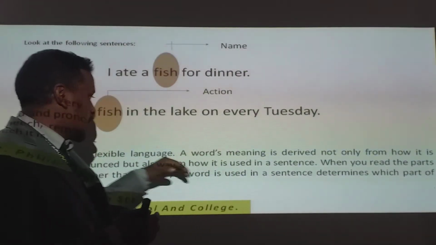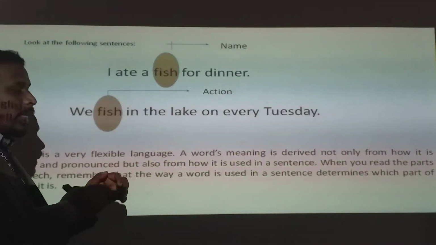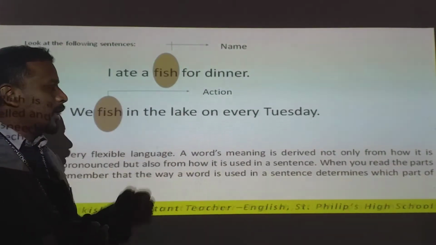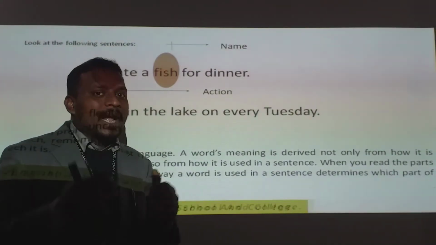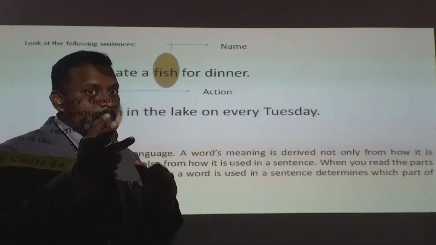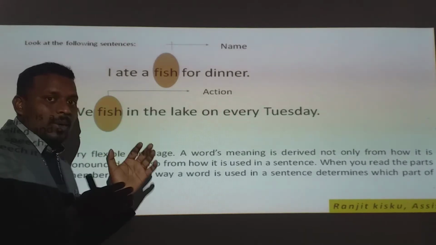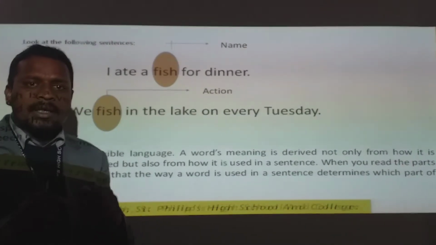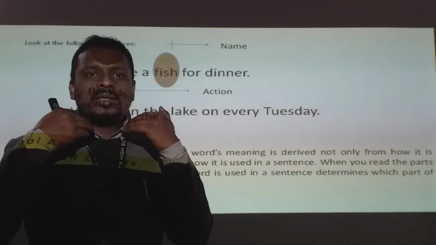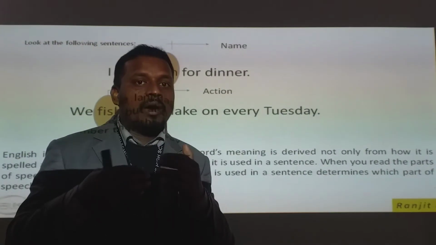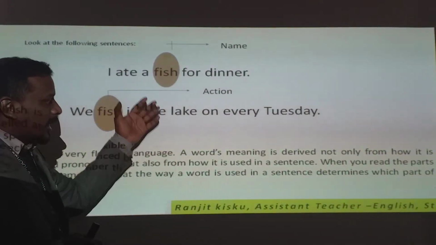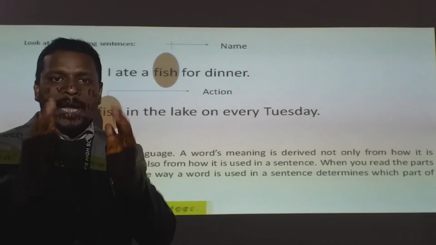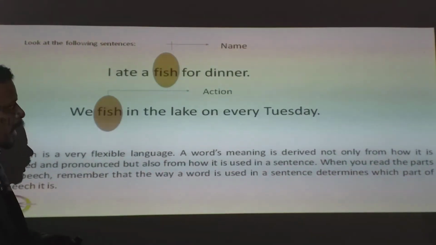So, dear learners, English is a very flexible language. There is nothing to worry about English. We are just learning a language, nothing else. So, while we are going to learn a language, we must remember that a language is a medium of communication, and grammar is a study of a language. Okay, so let's go ahead.